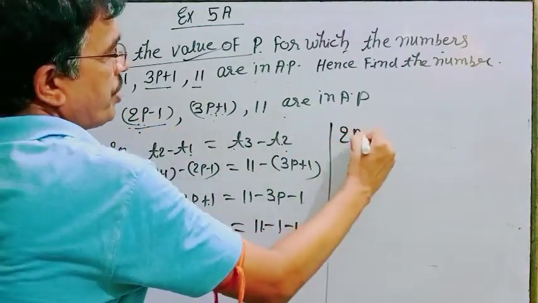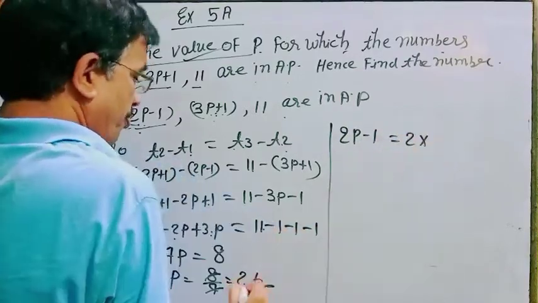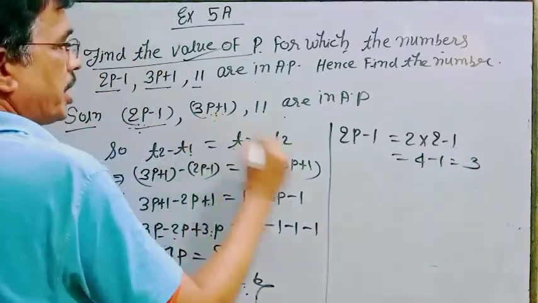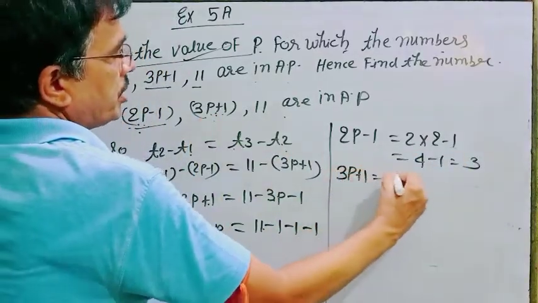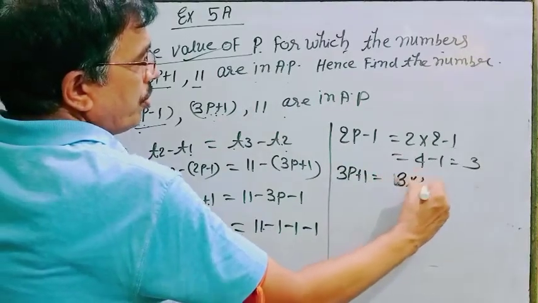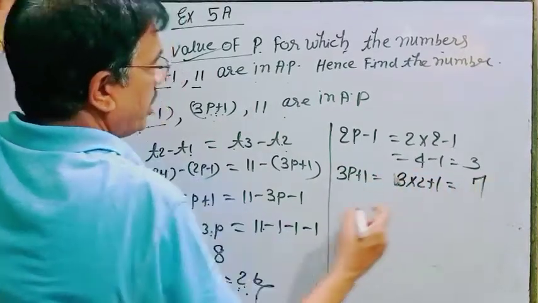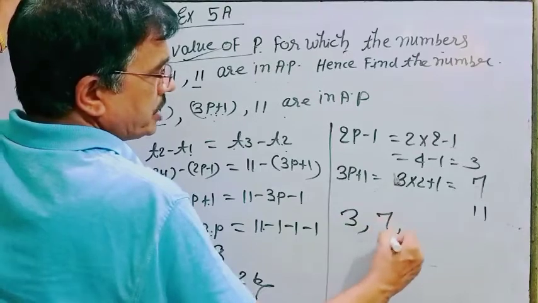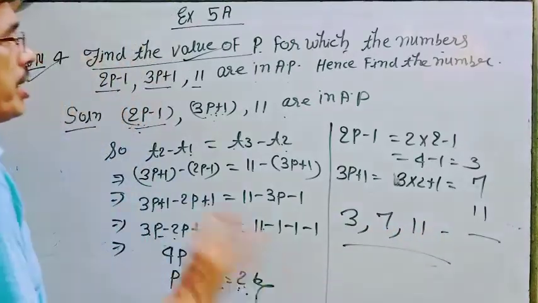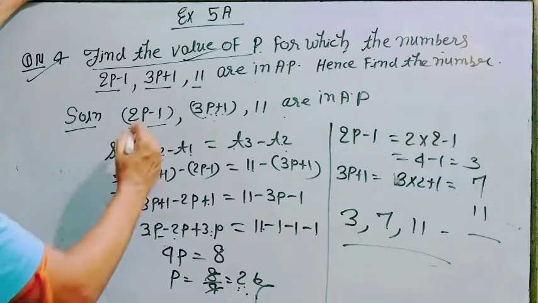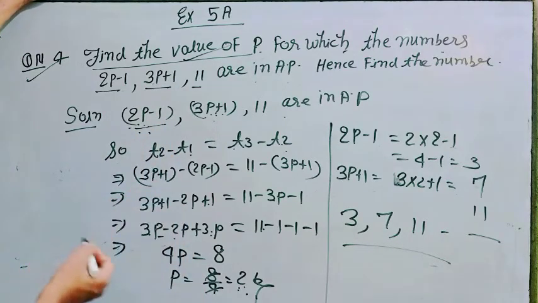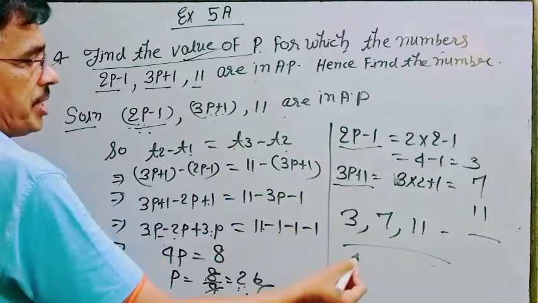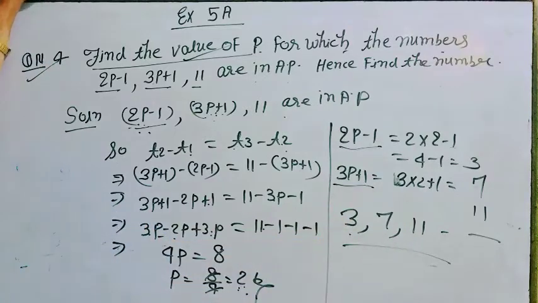The terms are 2p minus 1, that is 2 into 2 minus 1, that is 4 minus 1, 3. The second is 3p plus 1, that is 3 into 2 plus 1, that is 7. And the last is 11. So your numbers 3, 7, 11 are in AP. There are two questions related to this problem. First, what is the value of p, and if you find the value of p, then what are the numbers of the AP? The numbers are 2p minus 1, 3p plus 1. So you write 3, 7, 11 are in AP.